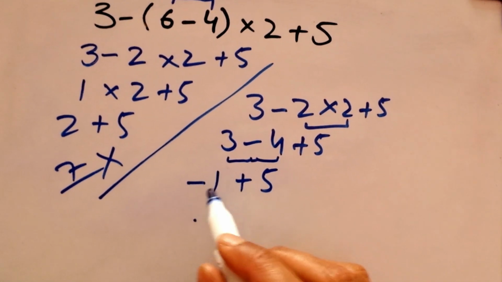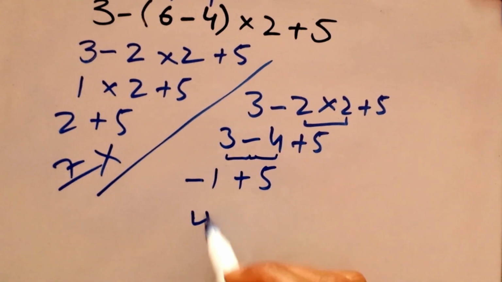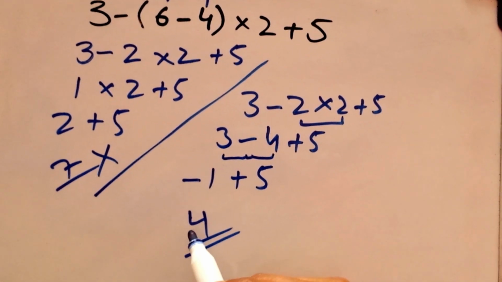No. Minus 1 plus 5 equals 4. Minus plus minus. So the result is 4.